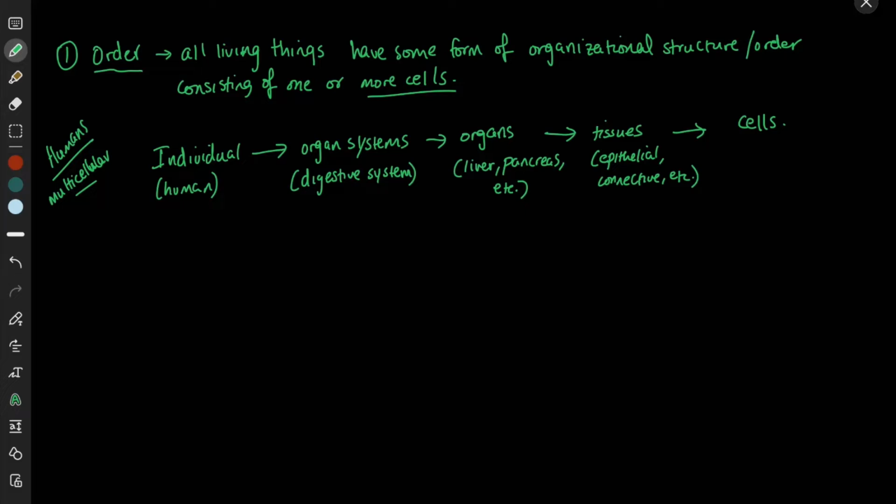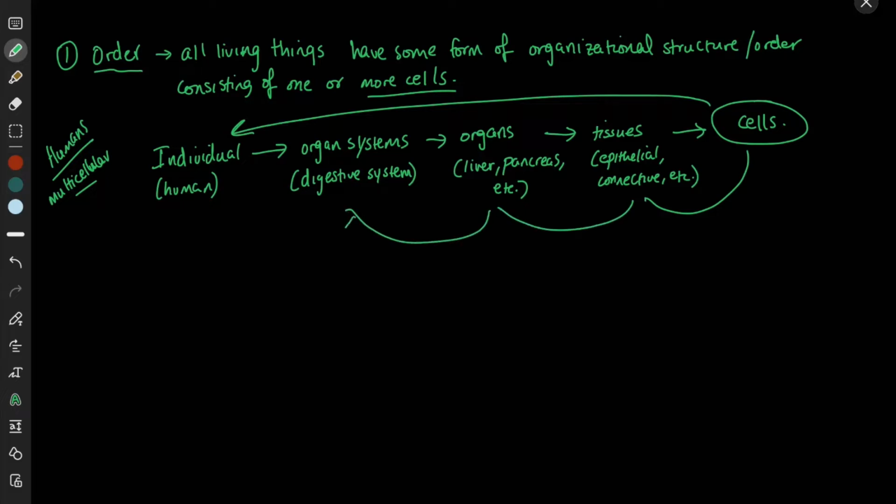As you can see, to get from the cell to the individual, there's a whole lot of organized structure. It doesn't just go cell to individual; it goes cell, then tissues, then organs, then organ systems, and then finally the individual. So there's a great deal of structure in human beings, and this is the case for all living things. Not all living things have this complex a structure, but all will have some form of organizational structure, consisting of one or more than one cell.